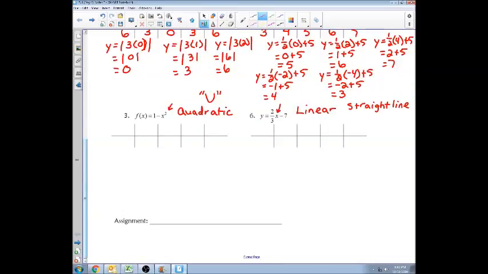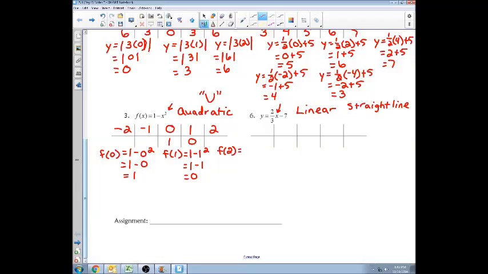Another quadratic. So with a quadratic, I'll use 0, 1, 2, -1, -2. I'll move my x's by 1. If I put 0 in for x, f of 0 will equal 1 minus 0 squared, which will equal 1 minus 0, which is 1. F of 1 will equal 1 minus 1 squared, which is 1 minus 1, which is 0. And f of 2 will equal 1 minus 2 squared, which is 1 minus 4, which would be -3.